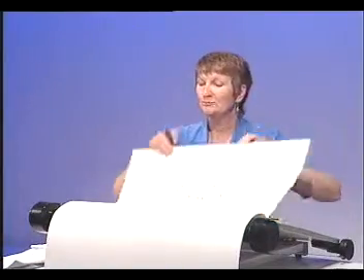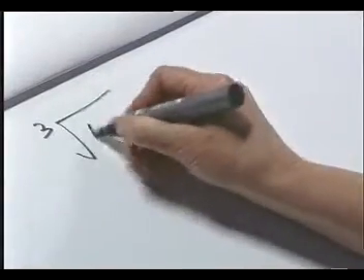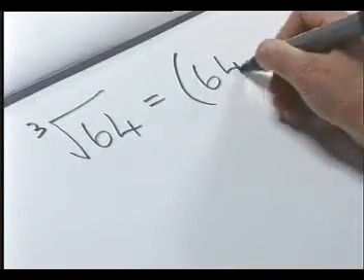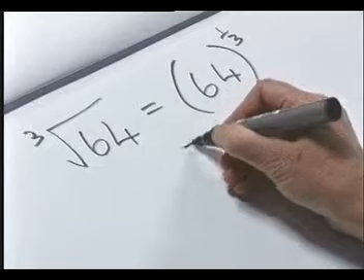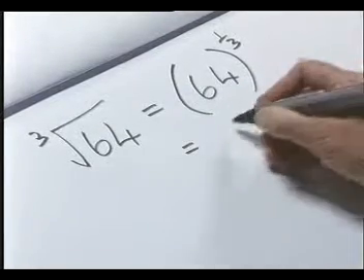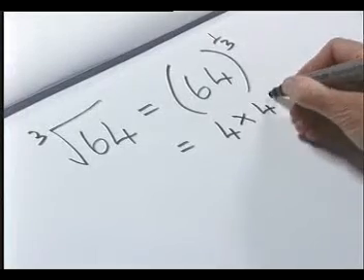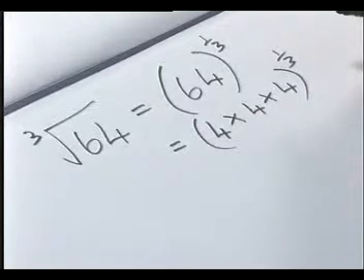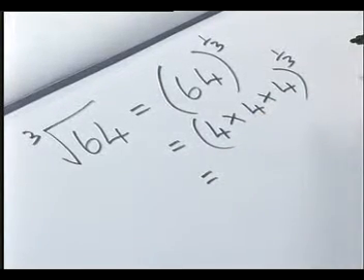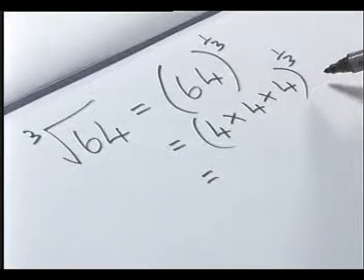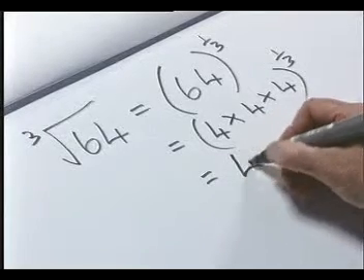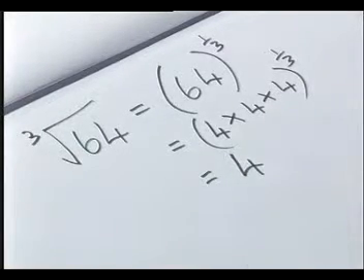So if we have the cube root of 64, we can write it like this, and it equals 64 raised to the power of a third. Now we know 64 is 4 times 4 times 4, and that's raised to the power of a third. And the answer is dead easy. We want to know what number times by itself 3 times gives you 64. Well, it's obvious because of what we've just written. It must be 4. So the cube root of 64 is 4.